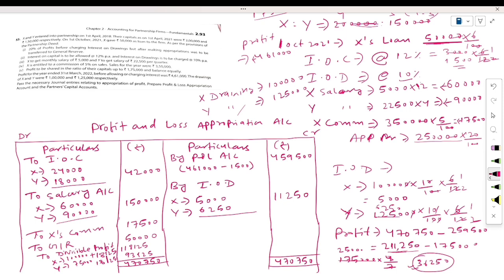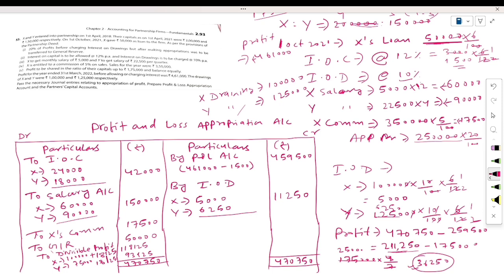Then after we have provided interest on capital. So for the interest on capital, what entry we will pass here? Because interest on capital is to be provided in the profit and loss appropriation account, so we will pass here profit and loss appropriation account debit to X capital account to Y capital account. Then for salary we will make the entry profit and loss appropriation account debit to X salary account to Y salary account. Then for commission we will make the journal entry profit and loss appropriation account debit to X commission account. Then for reserve we will make the entry profit and loss appropriation account debit to general reserve account.